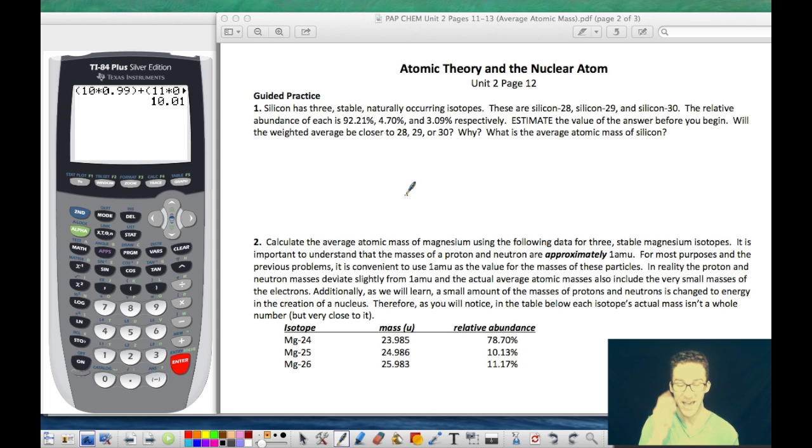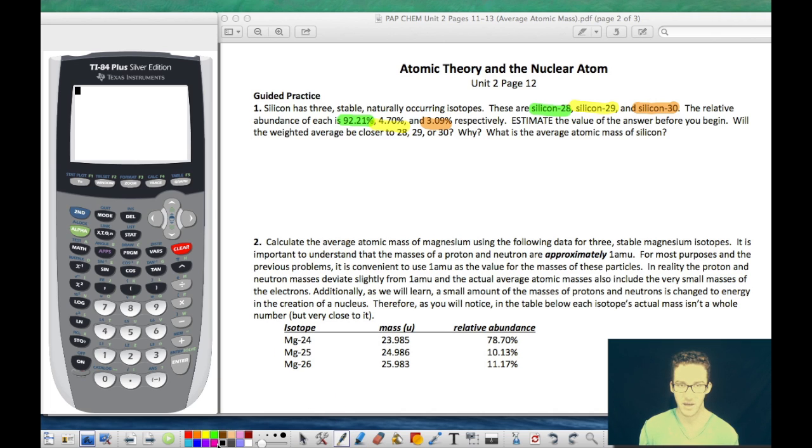All right, let's use our math skills here to do a couple of quick examples and practice with the weighted average formula. If you take a quick look at guided practice problem number 1, it says silicon has 3 stable naturally occurring isotopes. These are silicon-28, silicon-29, and silicon-30. The relative abundance of each is 92.21%, 4.70%, and 3.09% respectively. Estimate the value of the answer before you begin. Will the weighted average be closer to 28, 29, or 30? Why? What is the average atomic mass of silicon?